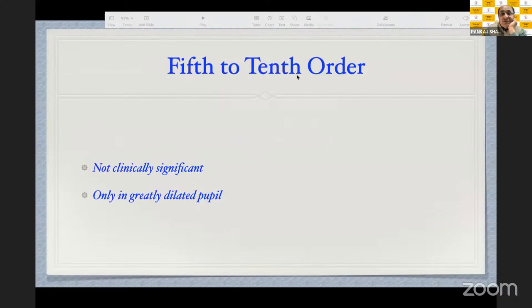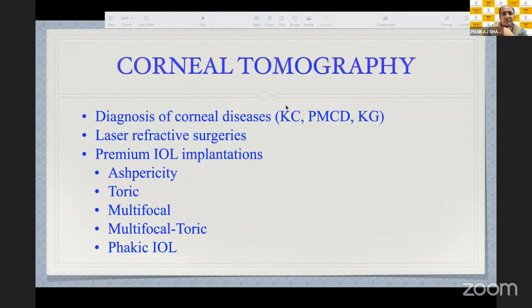Then you have fifth to 10th order aberrations, but they are not clinically significant. They are only significant in a widely dilated pupil. So what we are concerned with is the second order aberration, which is the spherical and astigmatic errors, and fourth order, in which the most important is positive spherical aberration, where the peripheral part of the cornea becomes more positive.